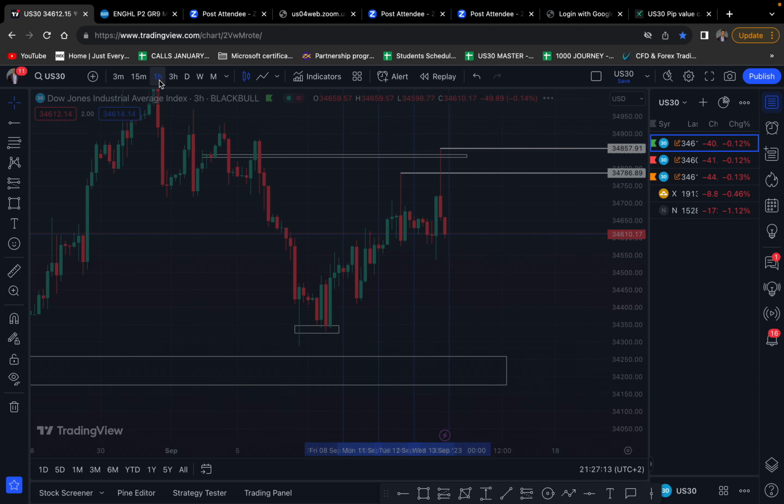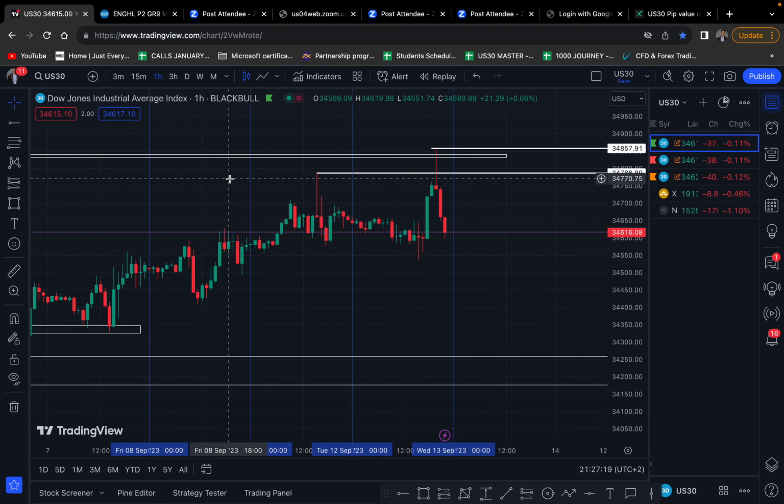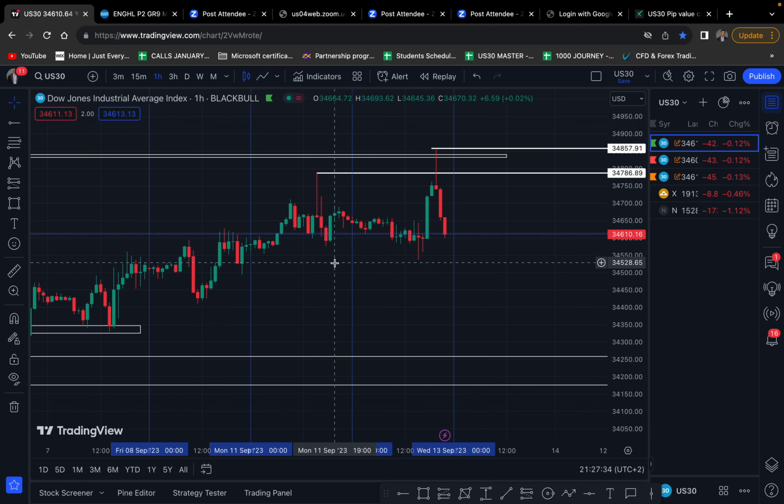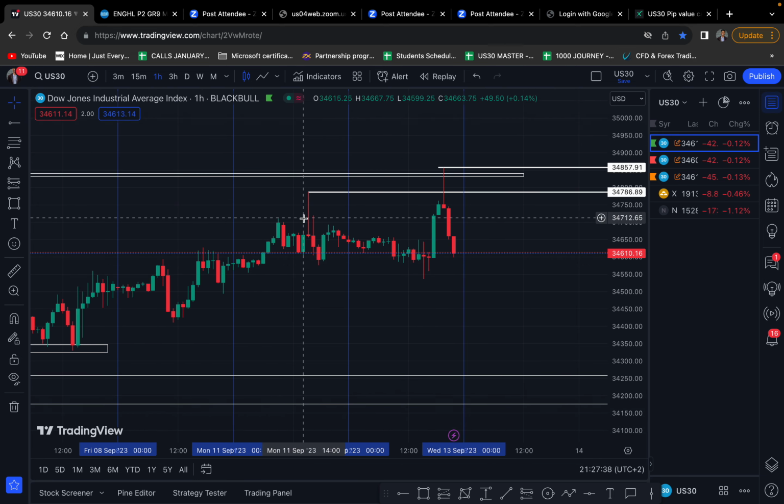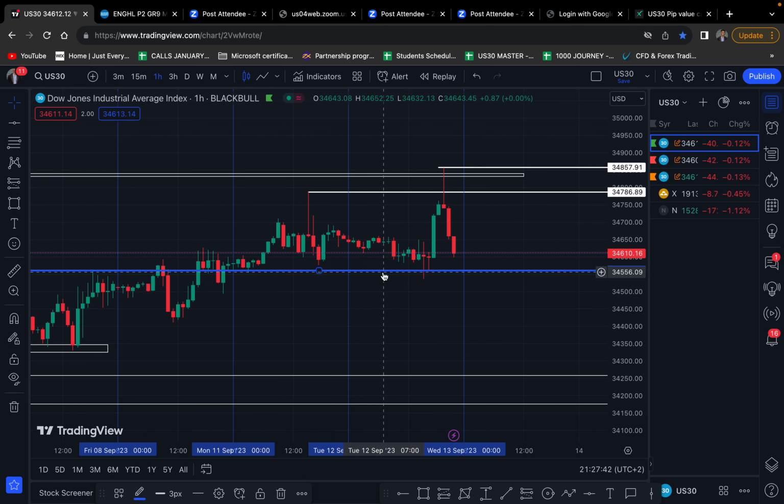On the 1 hour, that's where we're just gonna draw our key levels. Sorry for the delay. So what was I saying? Oh yeah, with the 1 hour, that's where we just draw our key levels.